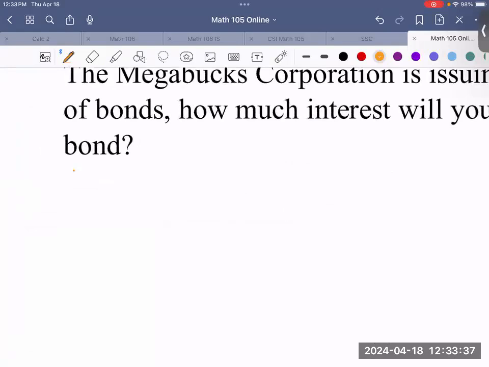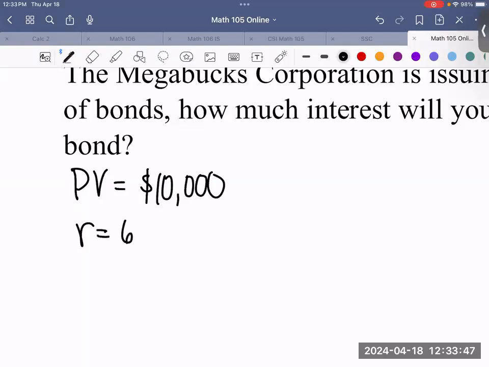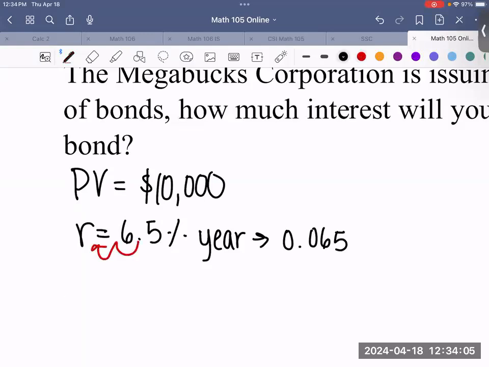So they're telling us, oops, wrong color. Your present value, we said, was $10,000. Your rate, we said, was 6.5% per year, which can convert to 0.065, right? Just move that over. I like a visual. I always see that a little bit better. So there are 2 questions going on here. One says when T is 6 months.